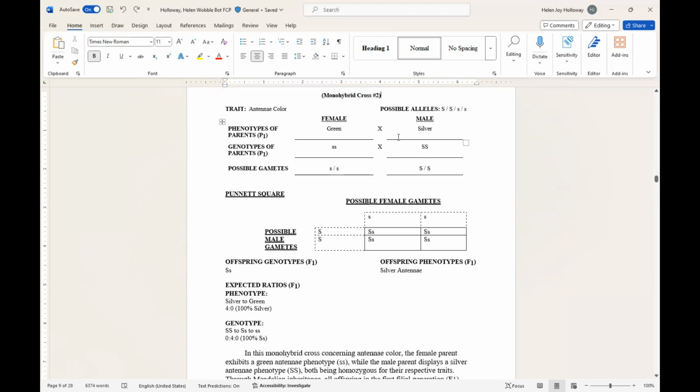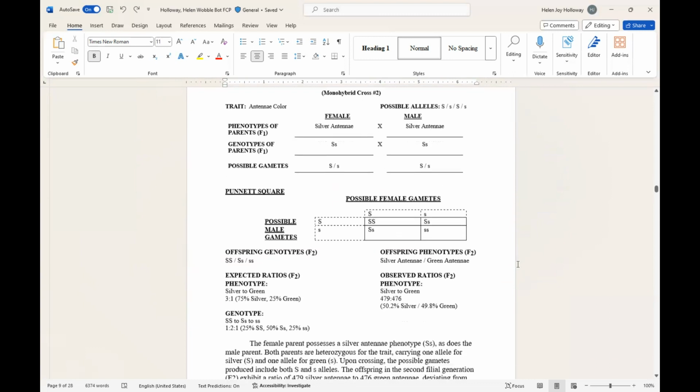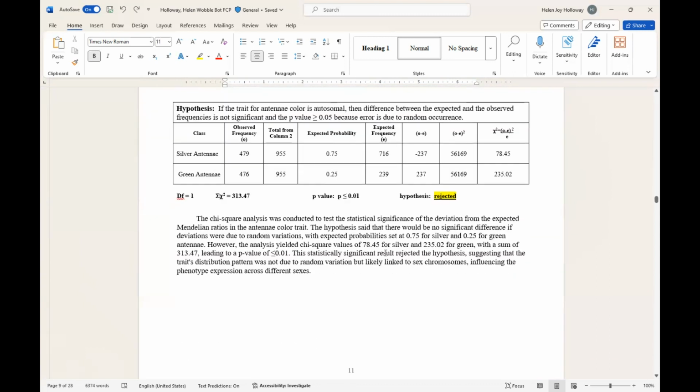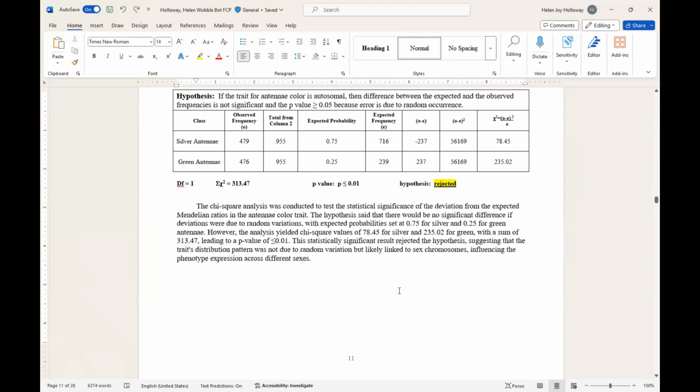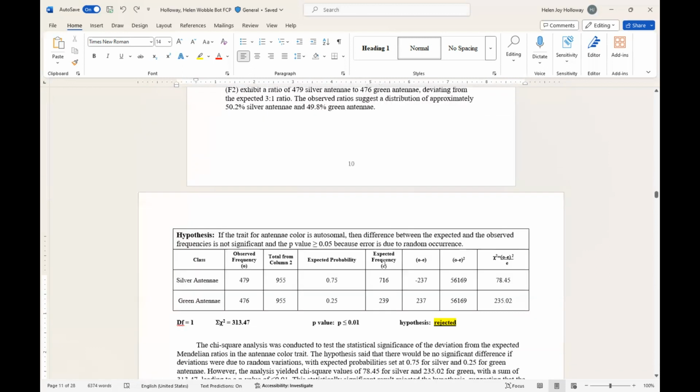This is where it gets important. We did this for our IDR for the first report. So you'll literally copy and paste the monohybrid cross from that and the chi-square test. This is important: in this chi-square test, the hypothesis was rejected, which means basically that the trait is not autosomal. So then you just put a little blurb in here saying because it was rejected, that means it's sex linked. And then you copy and paste all this stuff from your first report.